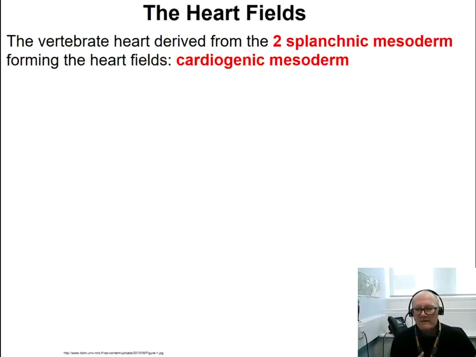The cells that form the heart in vertebrate animals come from the two splanchnic mesoderms. The splanchnic mesoderm was initially separated left and right, but then they come together and fuse together in the middle. Not all the splanchnic mesoderm forms the heart, but part of it. And this splanchnic mesoderm, which is in an anterior position along the anterior-posterior axis, is called the cardiogenic mesoderm. Cardiogenic mesoderm because it's the one forming the cardio. The cardio is the heart.